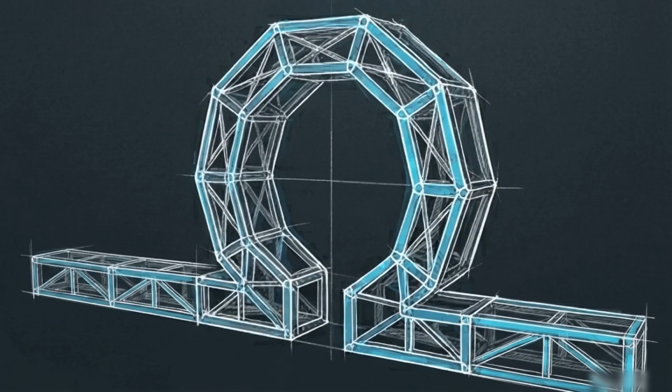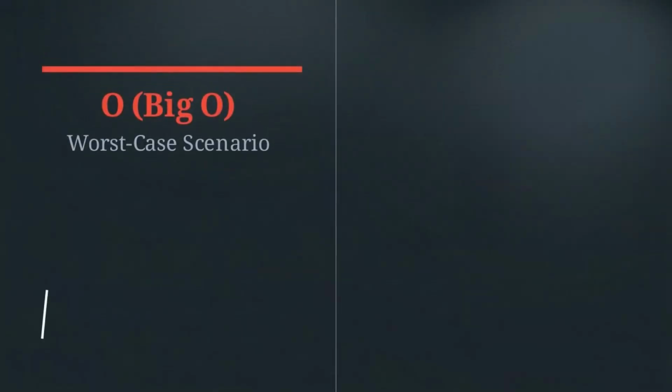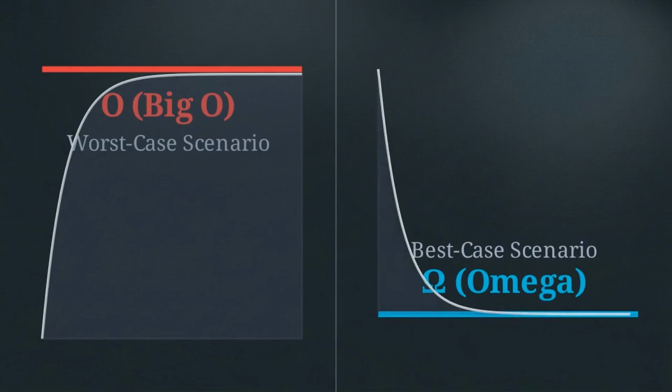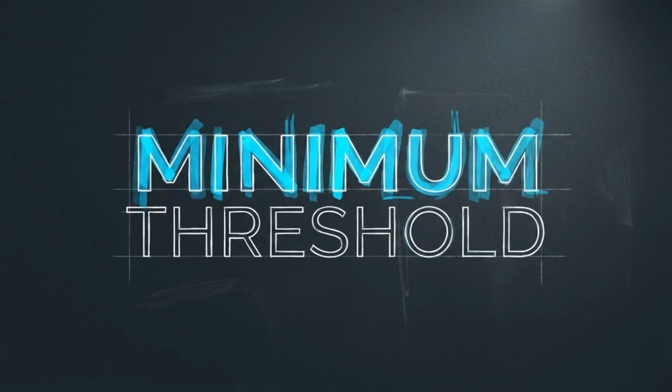In computer science, we formalize this lower bound using omega notation, represented by the Greek letter omega. Where big O defines the strict worst-case scenario, omega rigorously defines the absolute best-case scenario. It answers a simple question. At least how much time will this algorithm take?